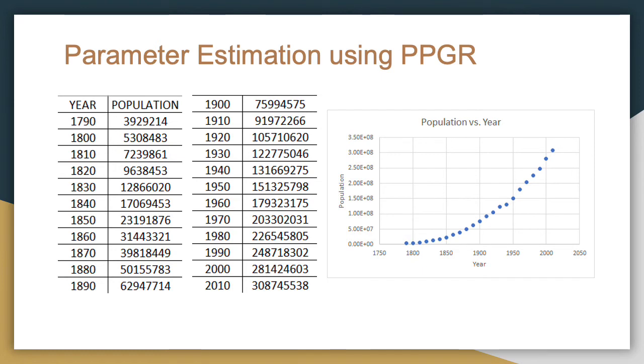In this slide, we are going to discuss the parameter estimation using PPGR. To estimate parameters using PPGR, the first parameter to be considered is P0. This parameter represents the population when time t is equal to 0.